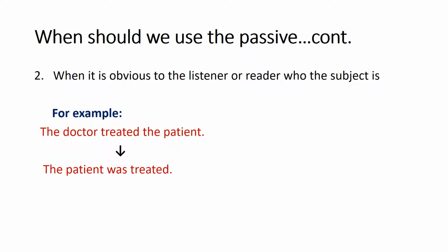Number two, when it is obvious to the listener or reader who the subject is. For example, the doctor treated the patient. It is obvious if the patient was treated, it is the doctor who must have treated him. So we say the patient was treated.